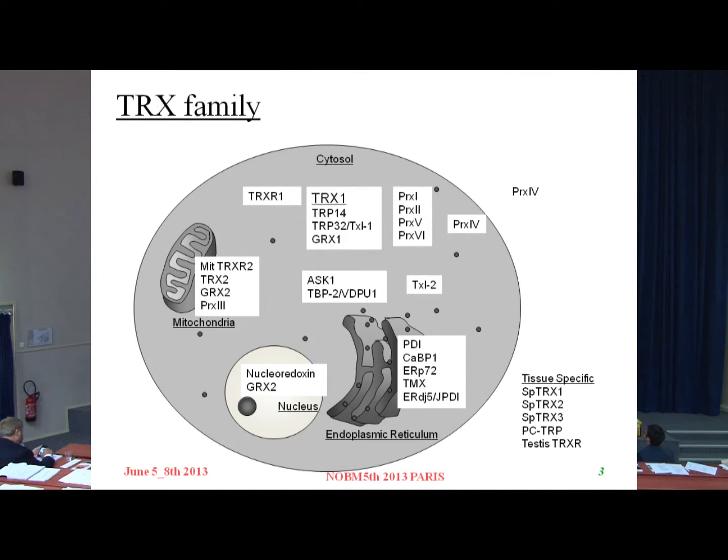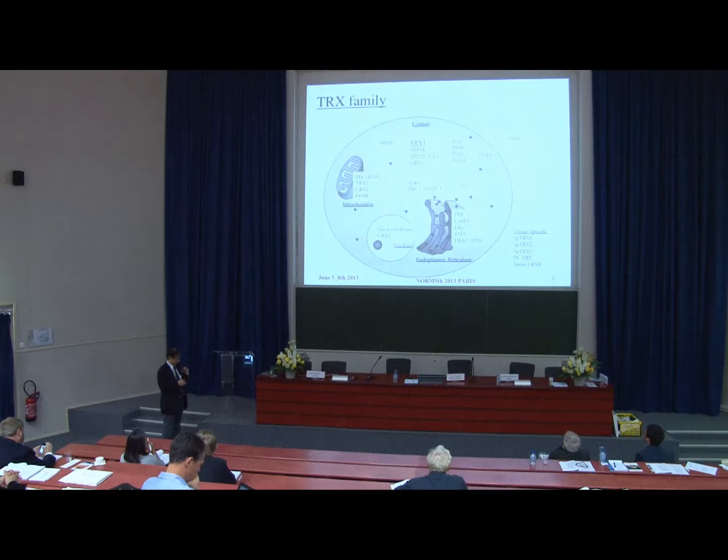And today, we'll discuss these thioredoxin families and also target protein, particularly VDUP1 or thioredoxin binding protein 2, which is quite relevant in energy metabolism and also in the disease condition.